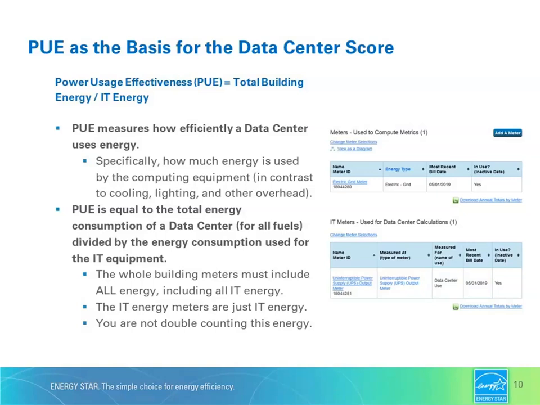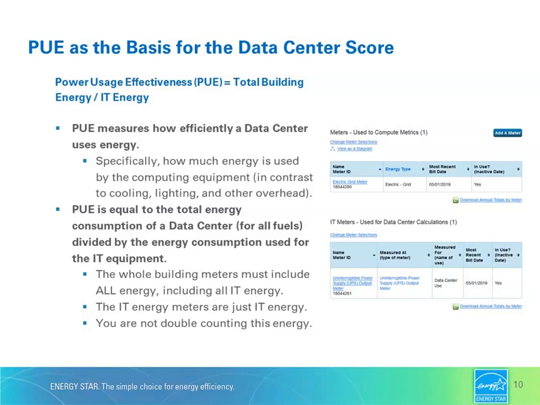So since PUE is equal to total data center consumption for all fuels divided by IT energy consumption, it's important to note a few things. Firstly, in Portfolio Manager, it's very important to make sure your whole building meters include all of your building energy, including all IT energy. Those meters should reflect 100% of energy used in the building, just like they would for any other property type. You'll of course enter your IT energy separately in IT energy meters, but again, you should think of the IT energy meters as more of a use detail, just like computers would be for offices, as opposed to thinking of it like a regular energy meter.